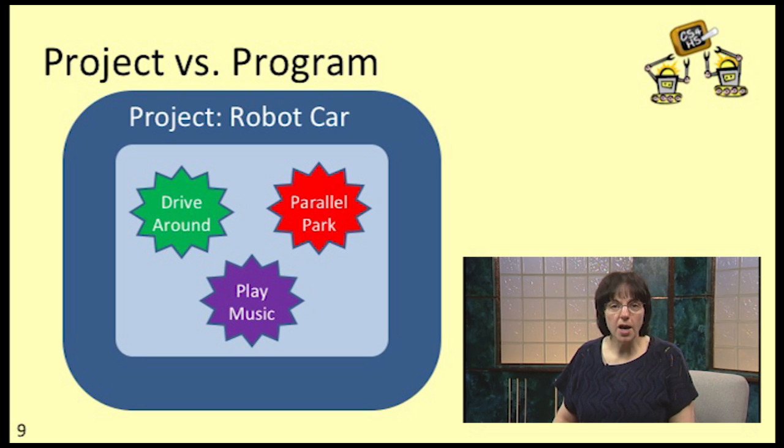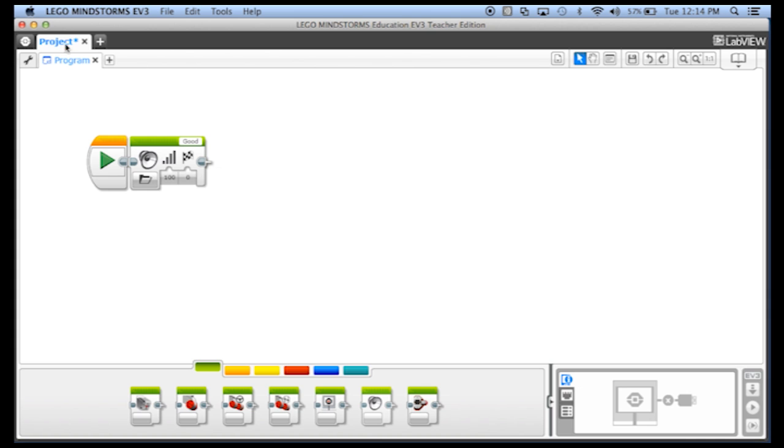You can think of the project as the high-level concept. My robot car project is going to be made up of 3 different programs. Those are the specific things that my robot car can do. In this case, my programs are drive around, parallel park, and play music. So if you look up here at the tabs, you'll see we have both a project name and a program name. So I'm going to rename this program.